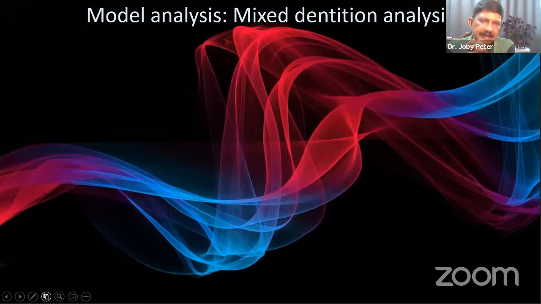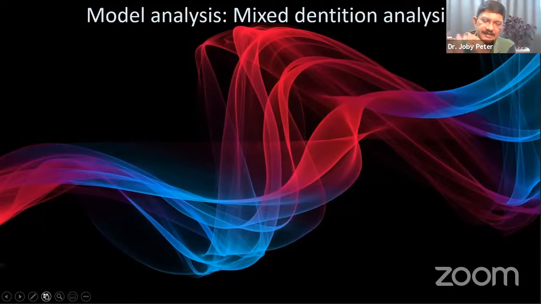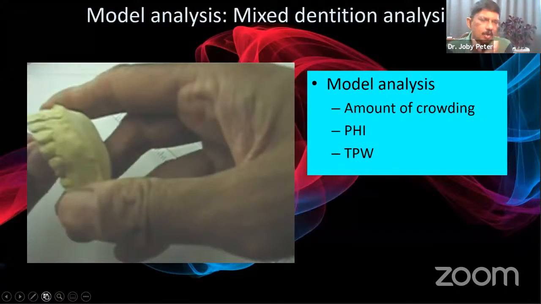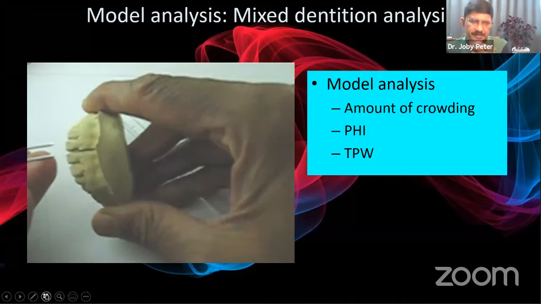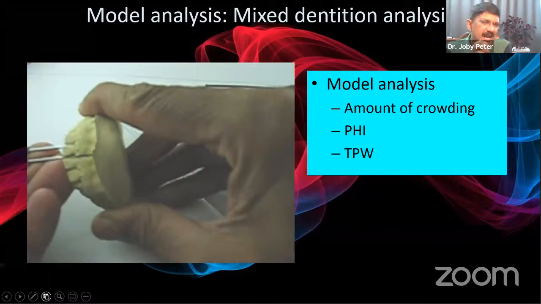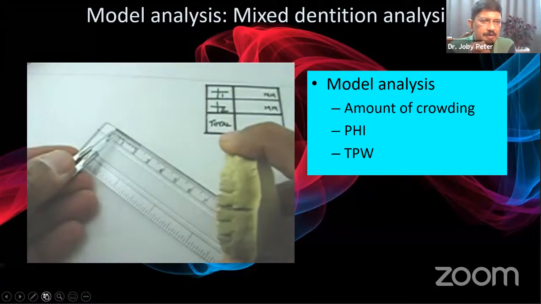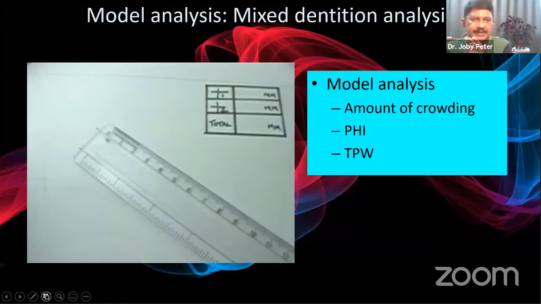Next thing is the model analysis, mixed dentition model analysis. You have to learn it. In this, you get a definitive idea of the reason for what is happening there. Model analysis is important, which gives you the amount of crowding present in an arch. It gives you the palatal height index, which is again very important. It also gives you the transpalatal width, TPW, which decides your treatment plan. This is a diagnostic protocol which you have to follow, read and learn.